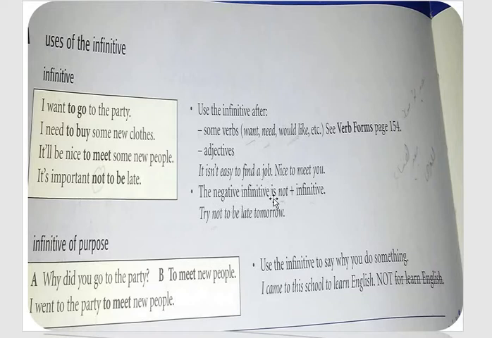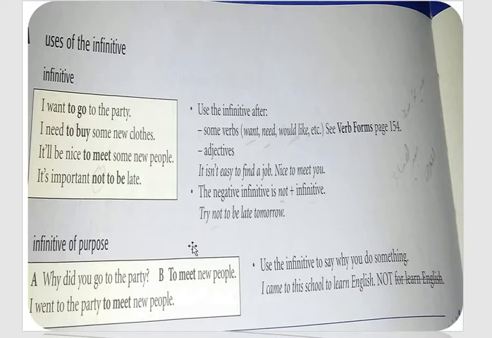The negative infinitive is not plus infinitive. The negative infinitive is not. Plus infinitive. For negation, we also use only not. Try not to be late tomorrow. Try is a verb, be is a verb. So what is the separator between them?